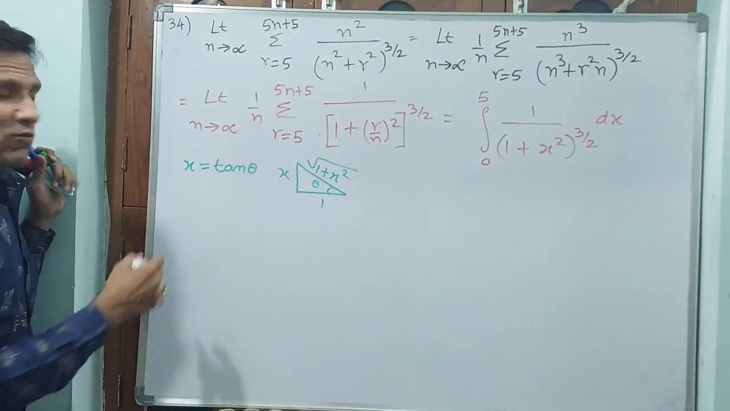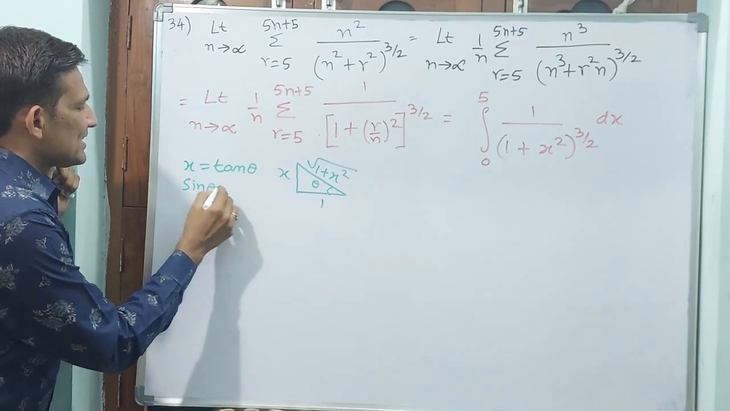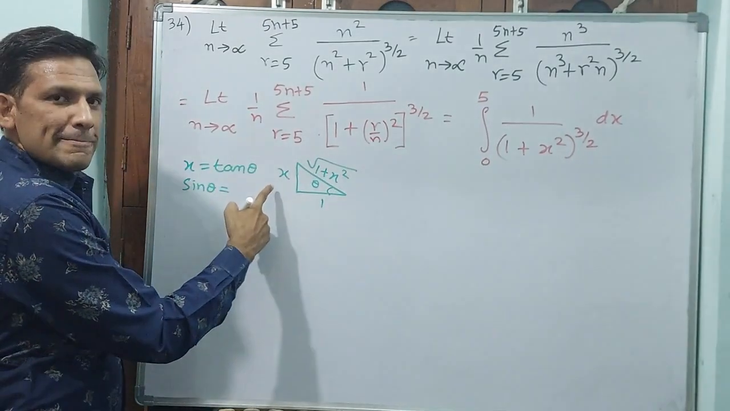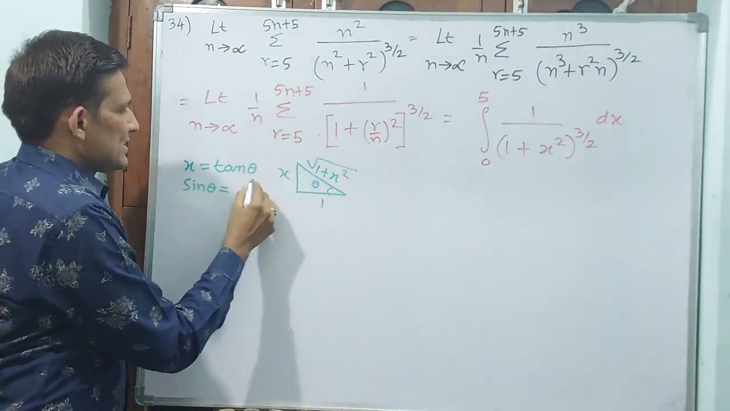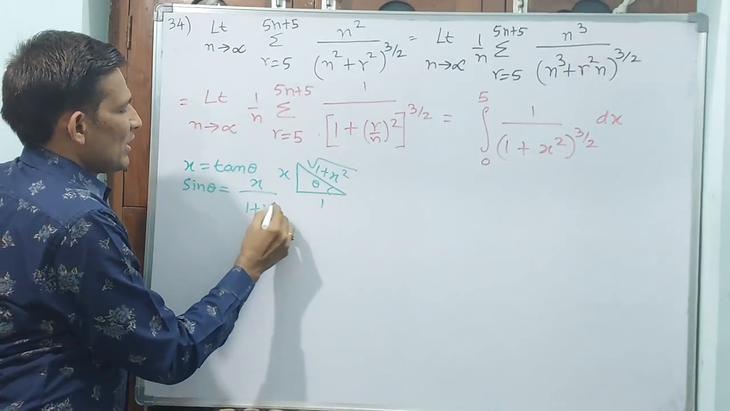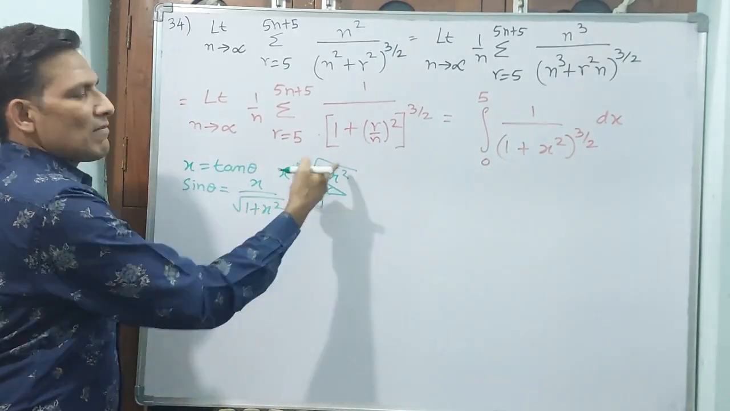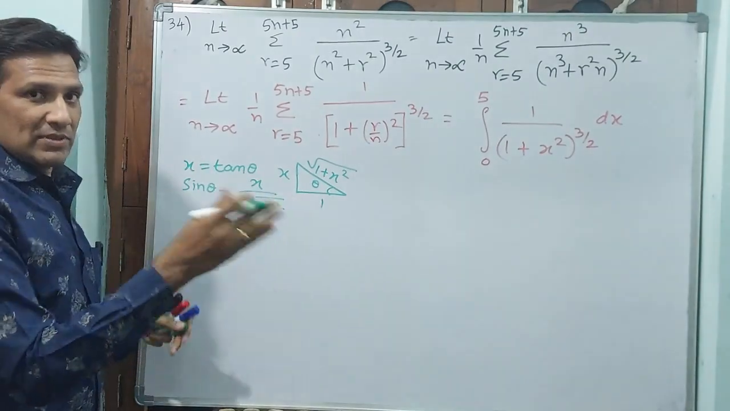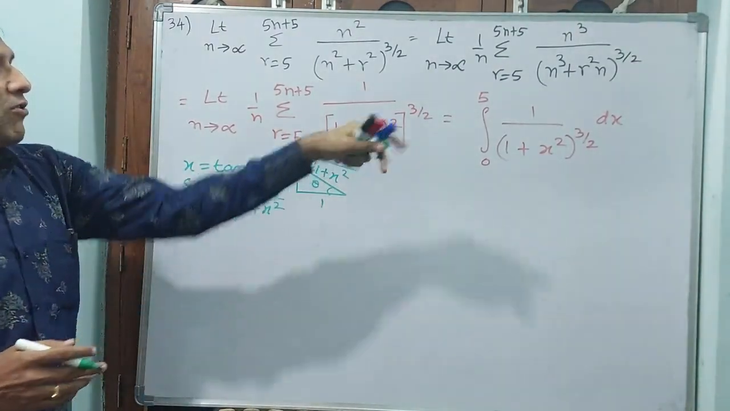Now based on this, what will be sin theta? x by under root 1 plus x square. Cos theta is 1 by this thing. But we require sin theta afterward. That is why I have written this. Now come back here.